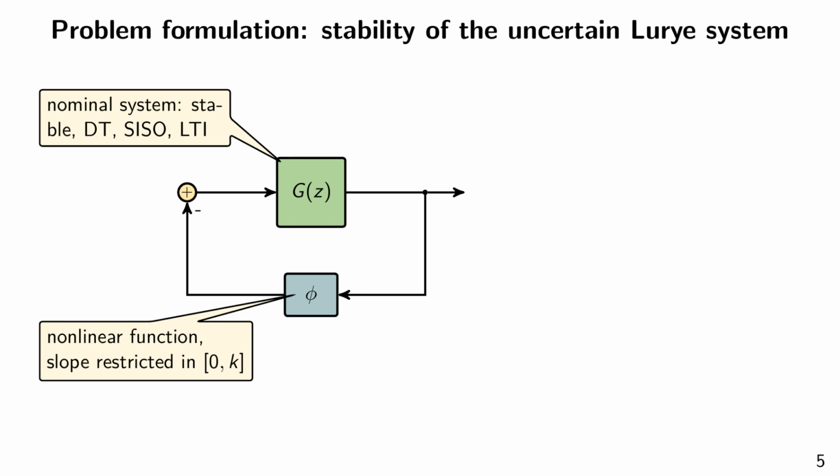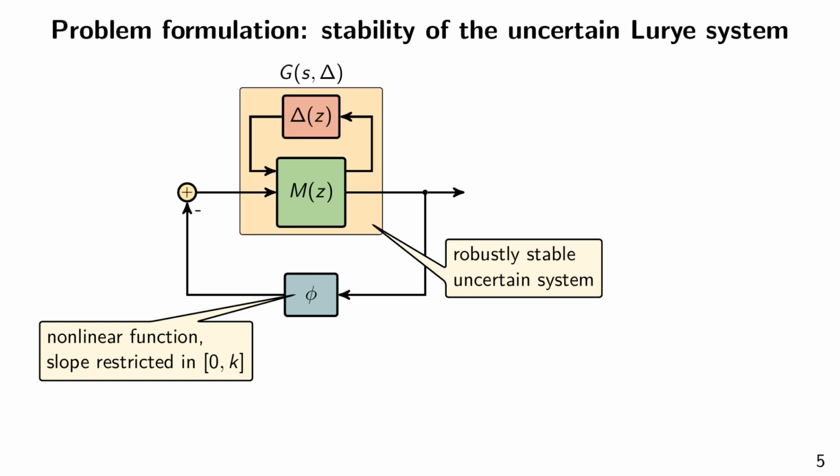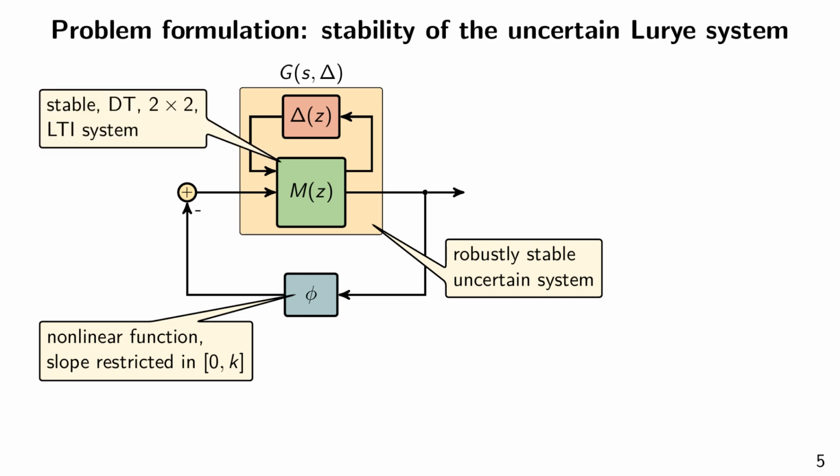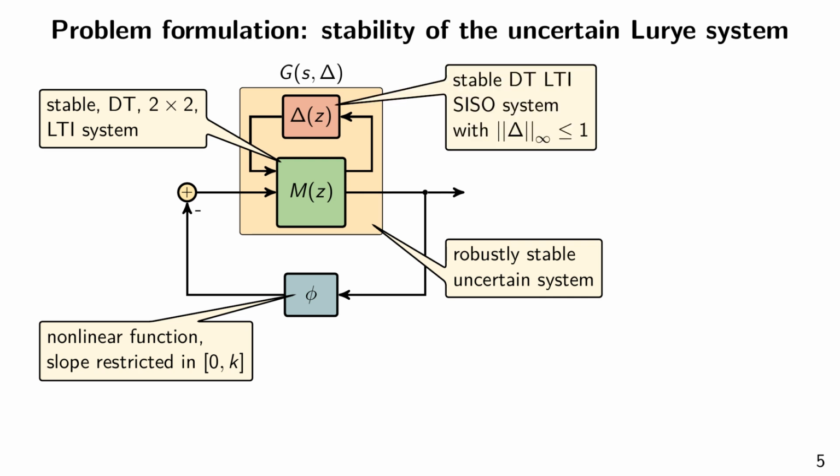Next, the main result of our paper is elaborated. That is, the calculation of the slope bound and the reconstruction of phi presented thus far is extended to uncertain systems. Instead of the stable nominal system, we consider a robustly stable uncertain system. The uncertain system is the interconnection of two components. M, which is a stable discrete-time LTI system with two inputs and two outputs, and the uncertainty block delta, that is a stable discrete-time SISO system with h-infinity norm bounded by 1.